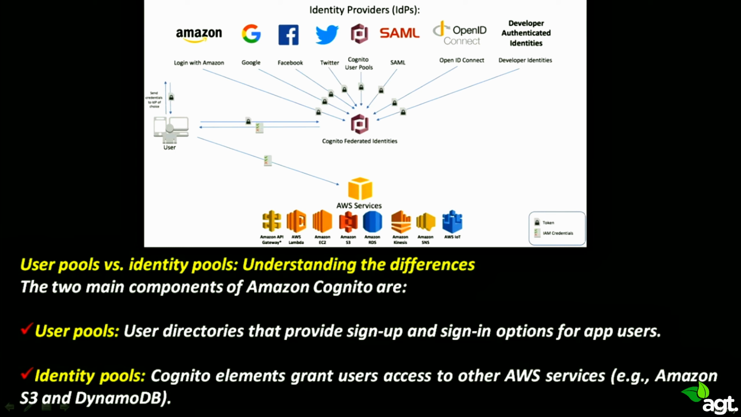User pools versus identity pools: we need to understand the differences between both, and we will discuss them in much more depth in later presentations. Separate lectures will be available in the third and fourth lectures. The two main components of Amazon Cognito are user pools, which are user directories that provide sign up and sign in options for application users, and identity pools, the Cognito elements that grant users access to other AWS services, for example Amazon S3 and DynamoDB.